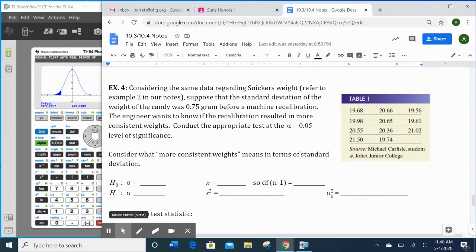Okay, so I ask you to start by pausing this video and reading this problem, and then unpausing it and we'll talk about it. Okay, so let's start filling in things that we know.